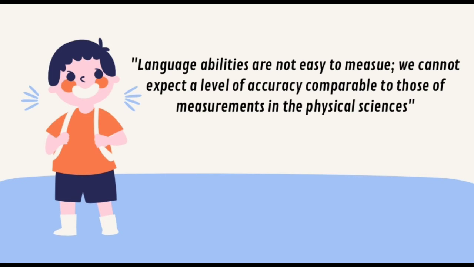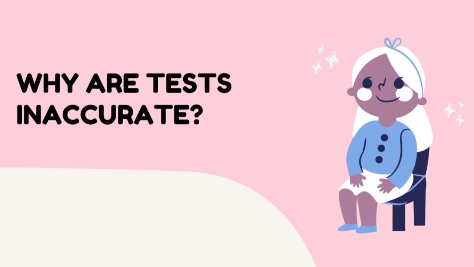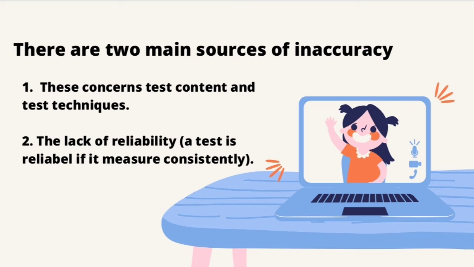Language abilities are not easy to measure. We can't expect a level of accuracy comparable to that of measurements in the physical sciences. Why are tests inaccurate? There are two main sources of inaccuracy. One, this concerns test content and test techniques. Two, the lack of reliability, or a test is reliable if it measures consistently.